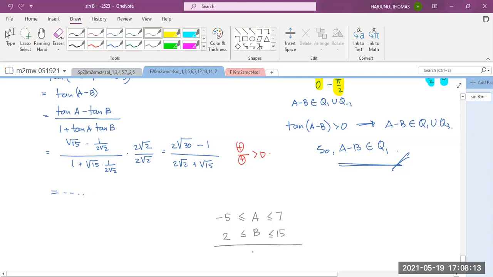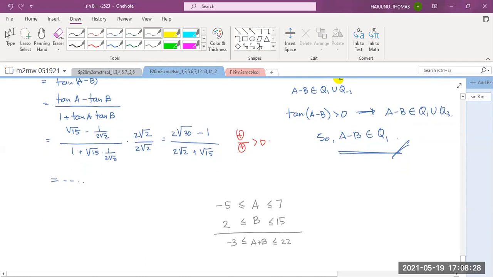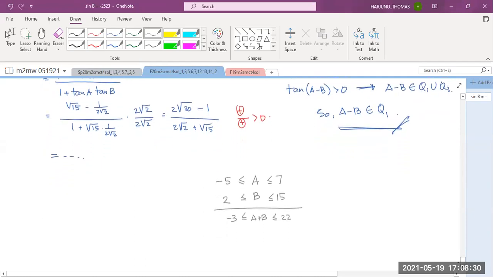Now, what is the maximum value for the sum? The maximum value will be 22. The minimum will be -3. Right? Okay. What happens if you subtract? When we subtract A minus B, then the maximum will be 7 minus 2, that's 5. The minimum will be -5 minus 15, that's -20.